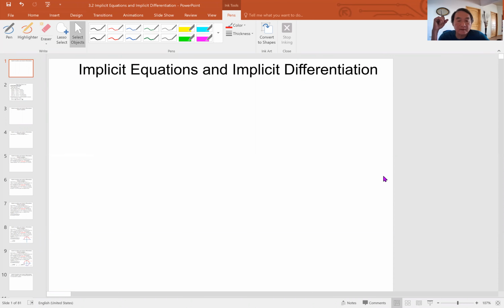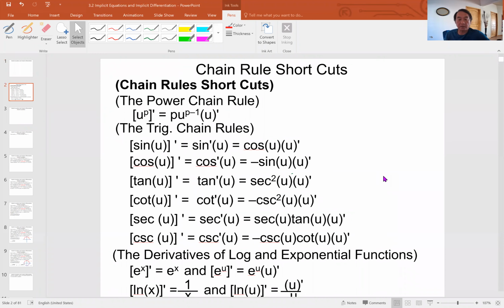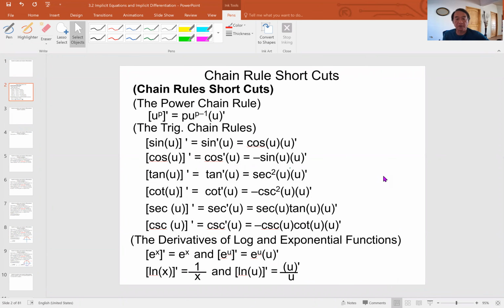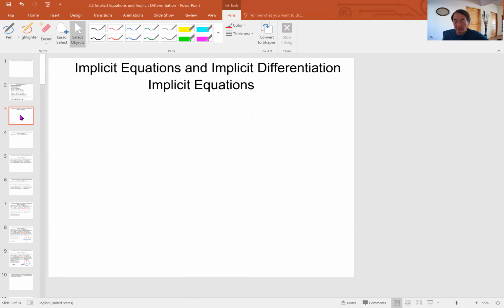Hello, everybody. This is Professor Ma, and this is the short introduction on the sections of implicit equations and implicit differentiations. First, I want to remind you of this chain rule because we're going to use a lot of these. Specifically in our case, the letter U will be replaced by the letter Y. Okay, so remember that for the algebra.